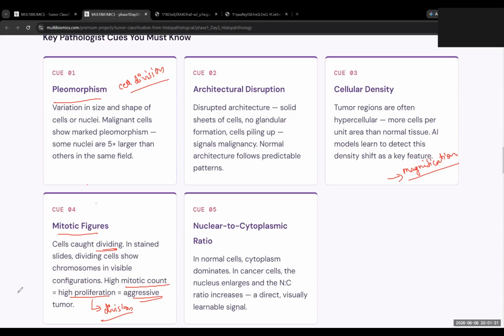So you can also help grading of the cancer, at which stage it has gone. Okay, now nucleus to cytoplasmic ratio I have also discussed. The nucleus is small in normal tissue and the cytoplasm is a larger area, and in cancerous tissue this nucleus to cytoplasm ratio increases. Okay, fine. So these things you must know.